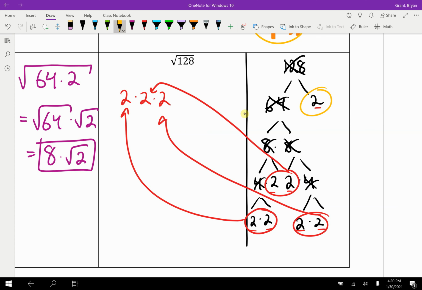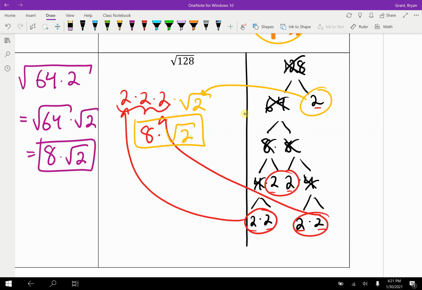Uh-oh, this guy's a loner. He doesn't have a friend to hang out with, so he has to hang out in the house by himself, where the house is, of course, the square root. And then if you multiply all these guys together, 2 times 2 times 2, that's 8, and the 2 inside the square root stays, and we're done.